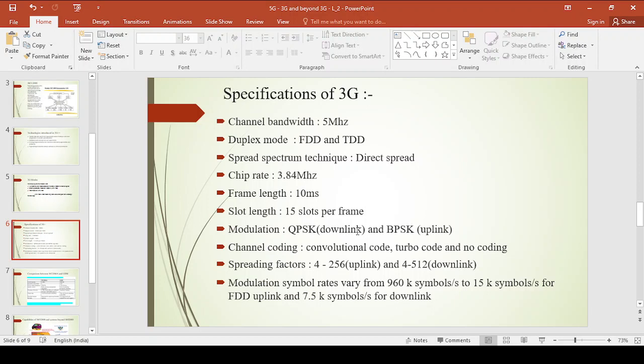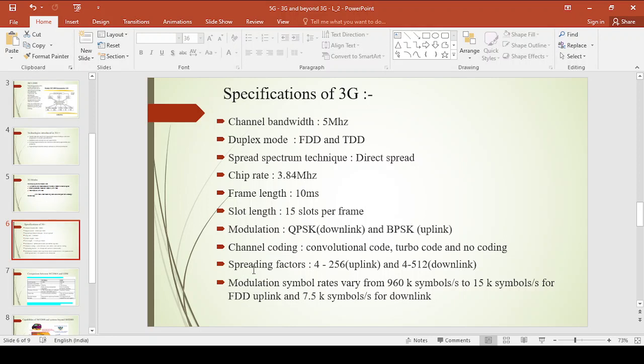Now the modulation that is supported by 3G is QPSK and BPSK. And next, the error correction codes that are used by the 3G are convolutional code, turbo code, and sometimes the 3G systems may not use error correction codes, right?